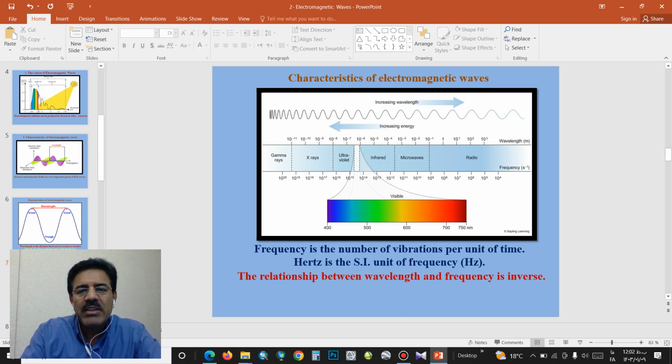For example, this slide is showing increasing wavelength, opposite of increasing energy or increasing frequency. From left to right, wavelength will increase, but from left to right, frequency decreases, or energy decreases.